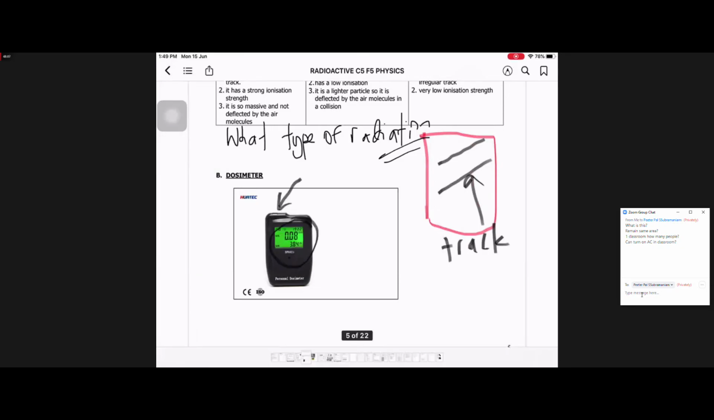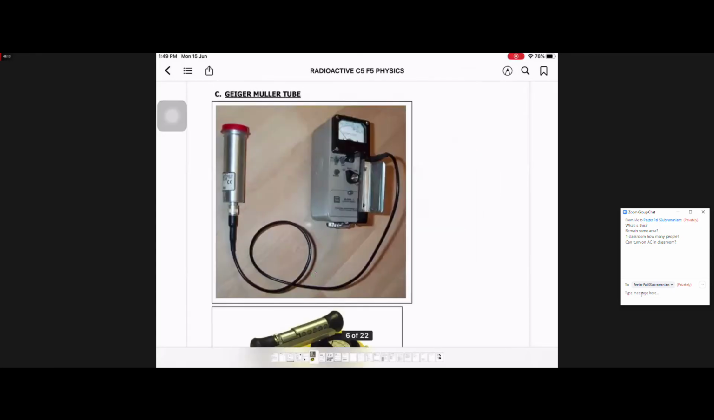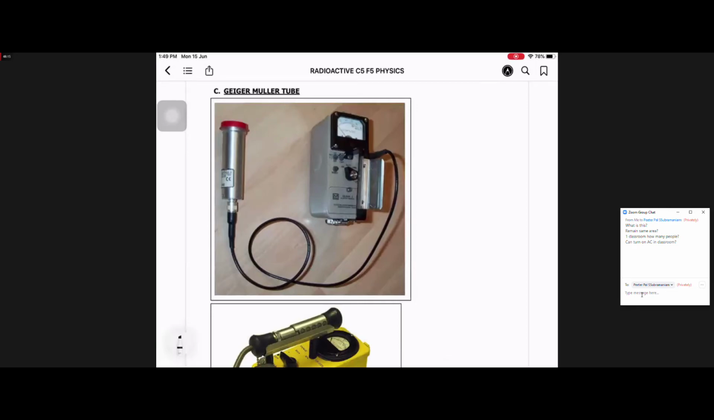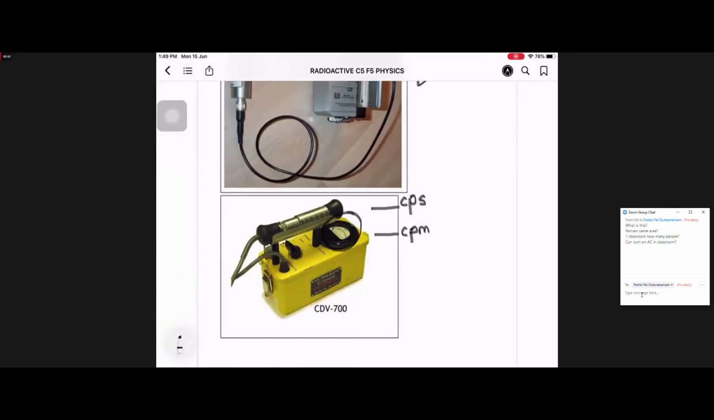All right. Beside that, the most accurate is the Geiger-Müller. Geiger-Müller is very important because we will know the actual amount of radiation. If you use Geiger-Müller, you know the actual amount of radiation. We can count the radiation by count per second or count per minute. So this is a bit expensive device.